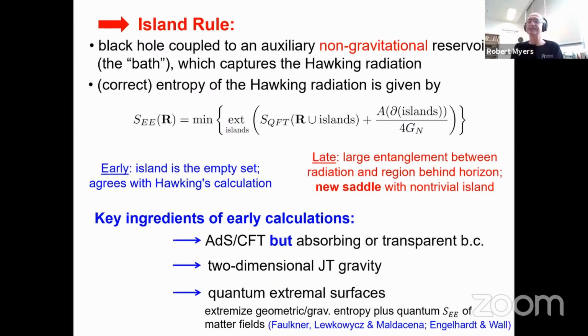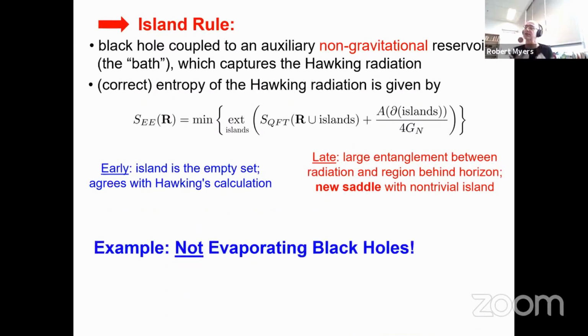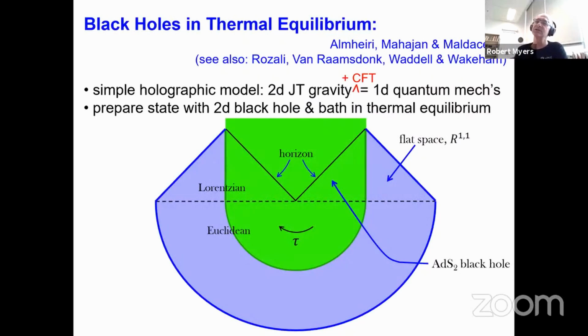So I want to make this a little more explicit by thinking about an example, but my example is not going to be an evaporating black hole. Rather, I'm going to do something that's computationally simpler, and I'm going to think about a black hole in equilibrium with the bath. And so again, here are our friends in Princeton who originally did this calculation.